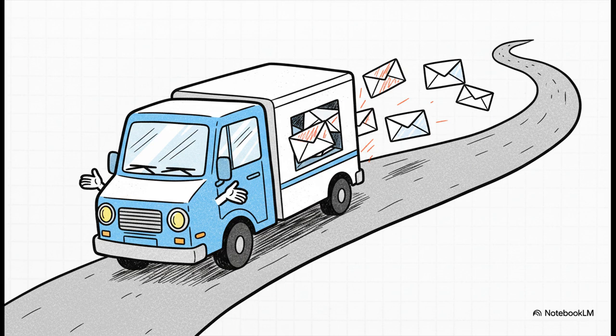That postal service of the internet we talked about, it's called the Internet Protocol, or IP. And here's the crazy part. By itself, IP is completely unreliable. It's a best effort service, which is a nice way of saying it makes zero guarantees. It doesn't promise your data will get there, or even that it will arrive in the right order. It just tries its best.